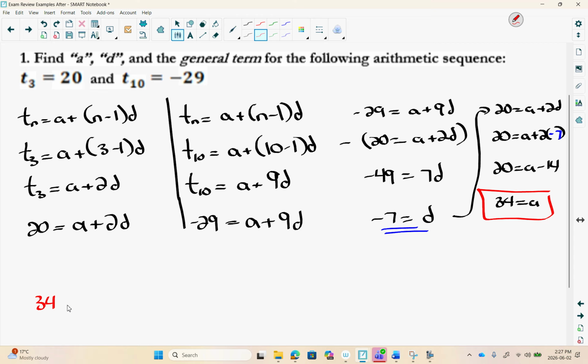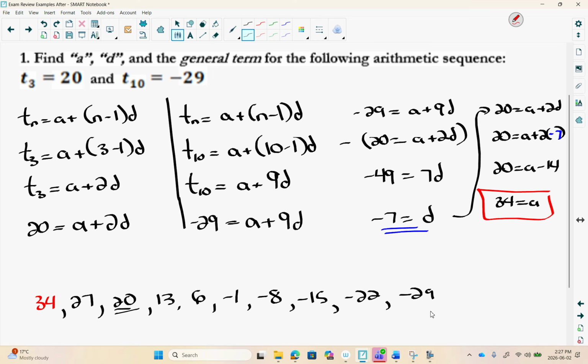I can check to see if this works. If I subtract 7, that's going to leave my next term as 27. The third term, if I add negative 7 or I subtract 7, I get 20. Story checks out. That was given. And if I keep going, 13, 6, negative 1, negative 8, negative 15, negative 22, negative 29, you can see that the 10th term is also negative 29.